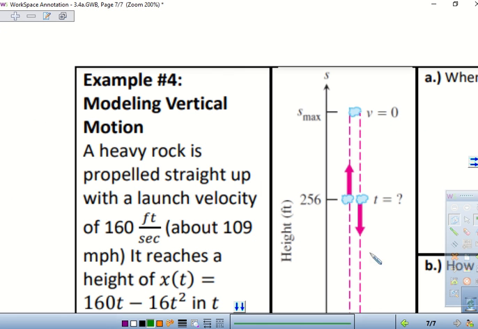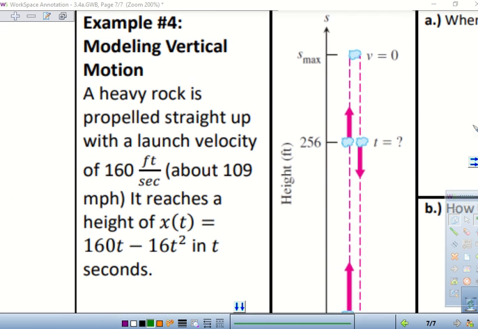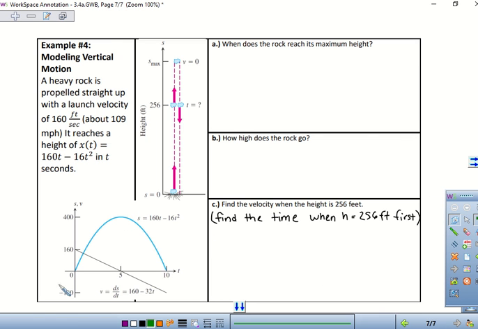Okay, so the next one says modeling vertical motion. A heavy rock is propelled straight up with a launch velocity, and it reaches a height of... So is this vertical motion or horizontal motion? Yeah, it's vertical motion. This is your position function right here. They always have to give you that initial position function. This is representing the position. This is time, and this is height. So that's what's happening in this graph here: time versus height.